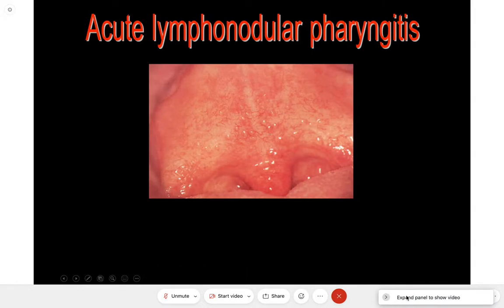Yeah, this is the lesion caused by Coxsackie virus, in an area similar to herpangina. We call it acute lymphonodular pharyngitis. Actually, this disease is quite rare. I have seen just one case.